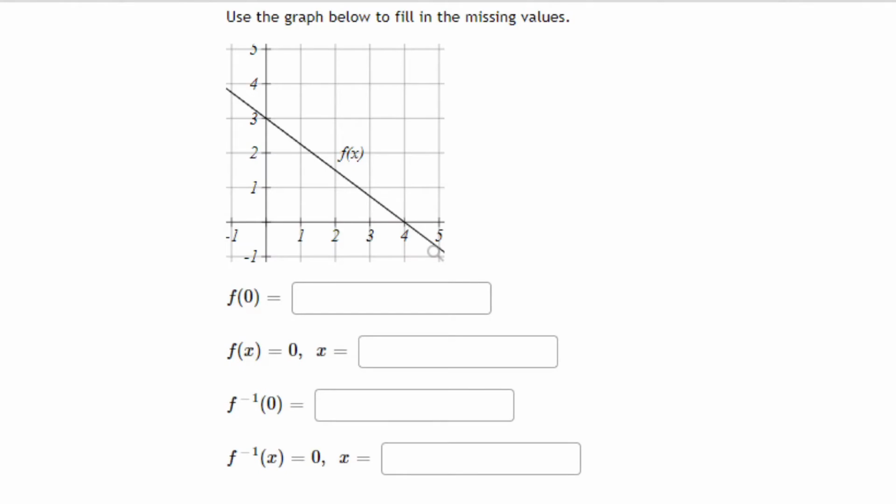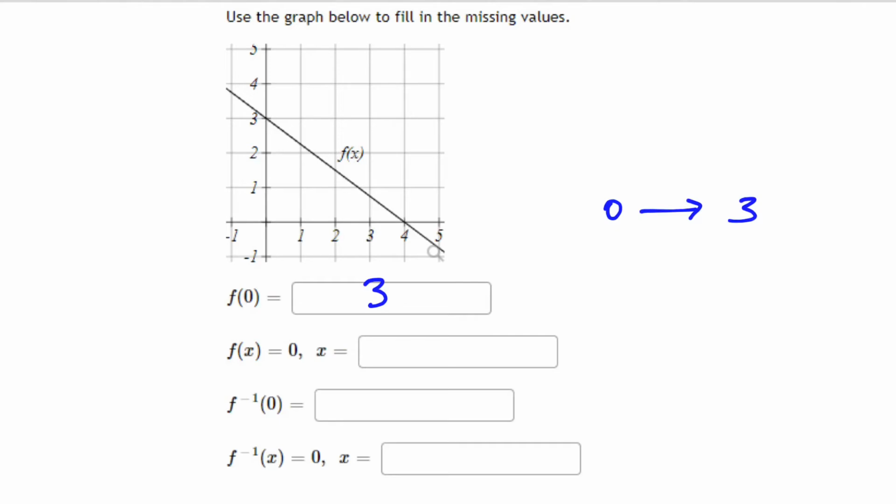So here's another similar example. We're going to use the graph of f of x to pick off our values to figure out our responses here. So the first one says f of 0 is equal to some value. So that means when x is 0, what is y? So if I look at the graph, when x is 0, that means y is 3. So that means 0 maps to 3.